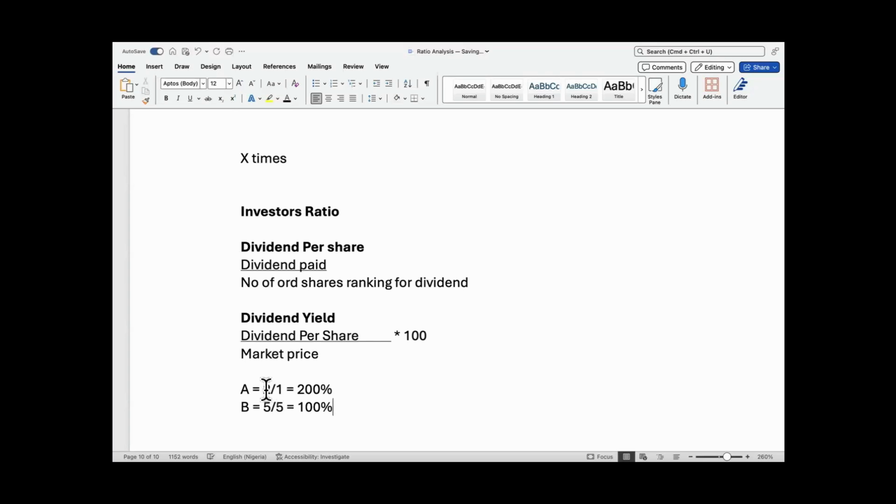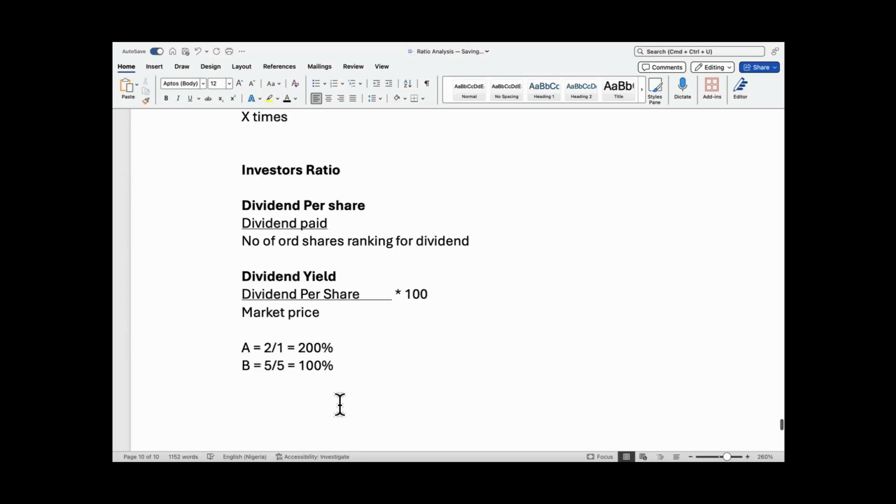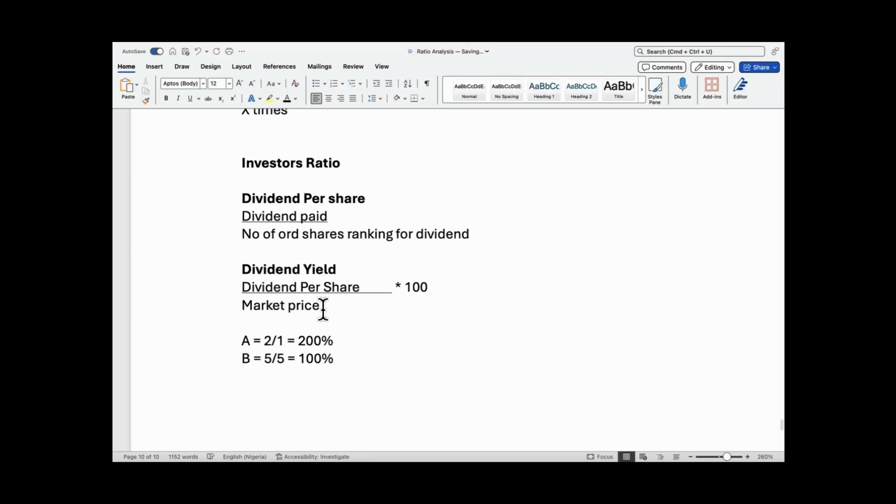Because he gave you 2 naira dividend. And to buy that share is just 1 naira. So times 2 is what you are getting. This one, dividend is 5 naira. To buy that share is 5 naira. So it's giving you 1 to 100. Like that. So that's why this is a very important measure.